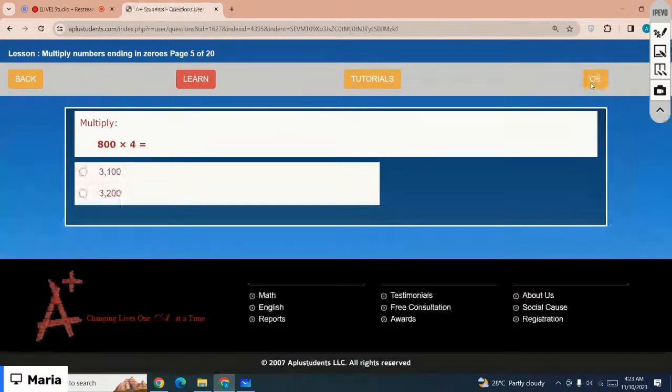Okay, 800 times 4, which is the correct option? Four times 8 is? Yes, 4 times 8 equals 32, right? You have two zeros with 800, so just add the zeros at the end. Very good. Option number 2 is the correct option. 3200 is the correct option.